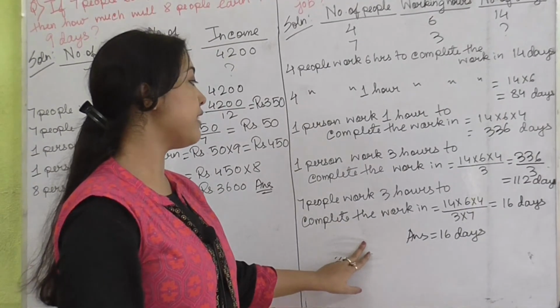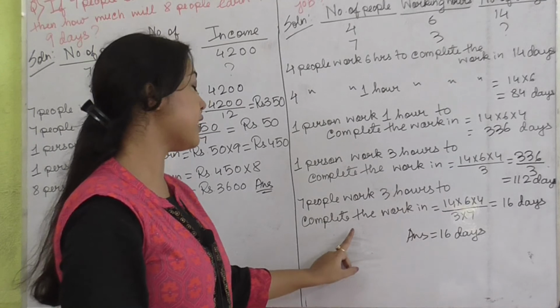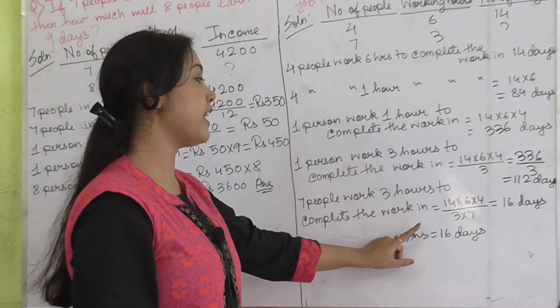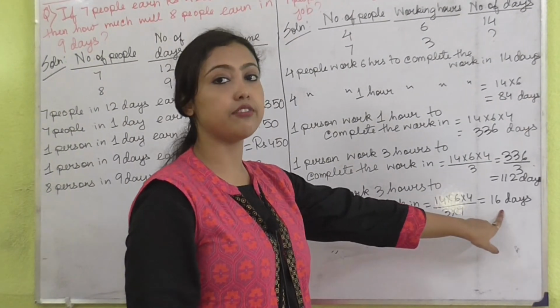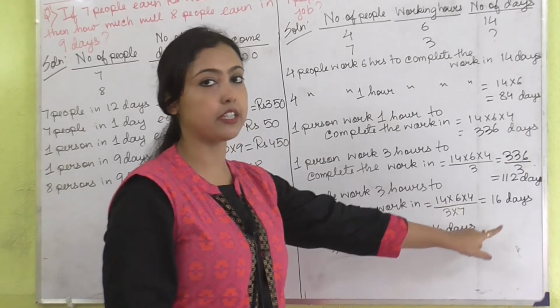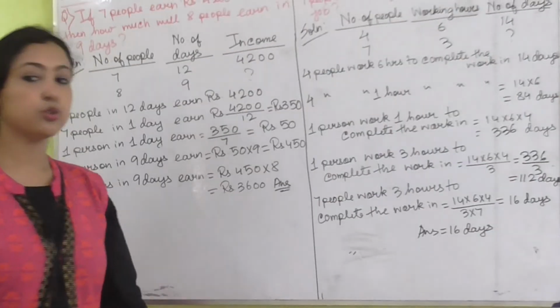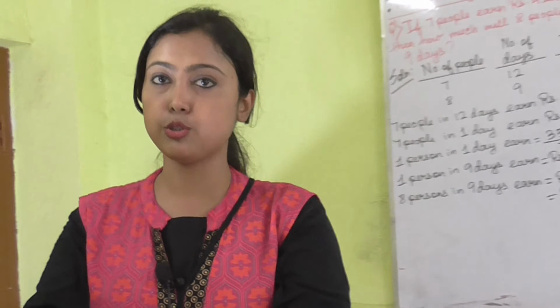So if 7 people work for 3 hours a day to complete the work, then they will take 16 days of time in order to complete the work. So I think that all these problems are clear to you. In this way, I am just ending the chapter of unitary method. I request all the students to complete the chapter from their book. The problems are very easy and very interesting. Just do the chapter, practice the chapter from your book.